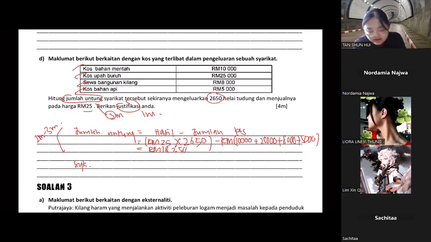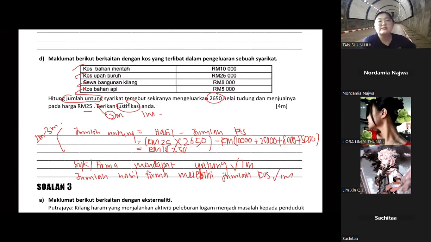Tell me, syarikat or free mark? Okay, you can write syarikat or you can write free mark, mendapat untung. 1 mark. Okay. You want to further explain, can or not? Can. You have to tell me, jumlah hasil melebihi, more than, melebihi jumlah cost. 1 mark. So this is where your 4 marks come from.